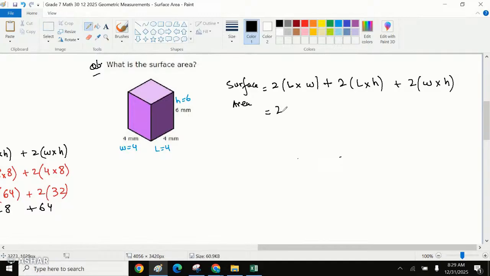So we can say 2, the value of length was 4, multiplied by the width, which was 4, plus 2, length was 4, height was 6, width was 4, multiplied by the height, that is 6 still. Okay. No problem. We're just doing surface area.